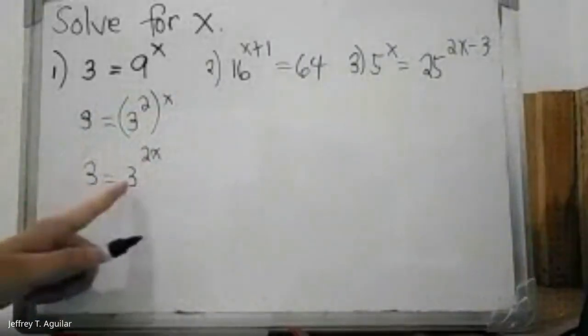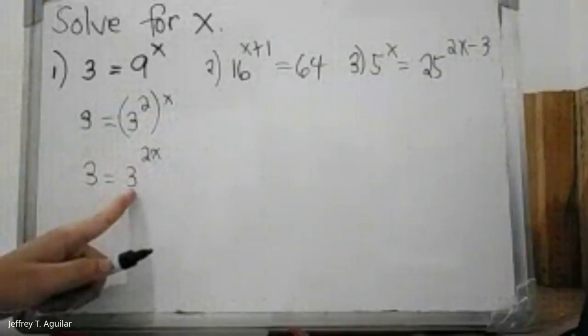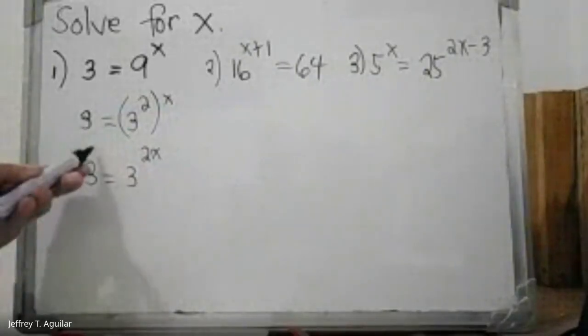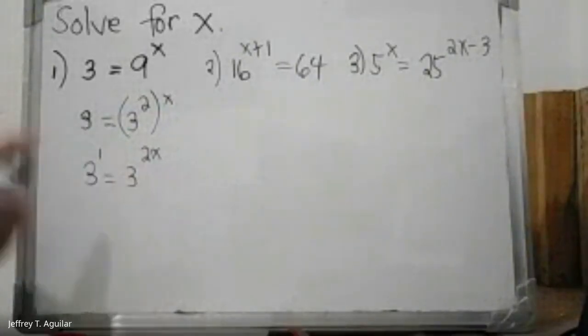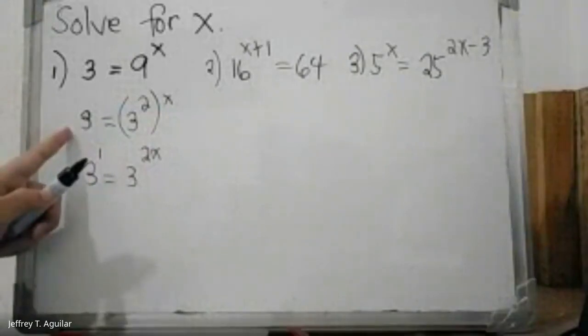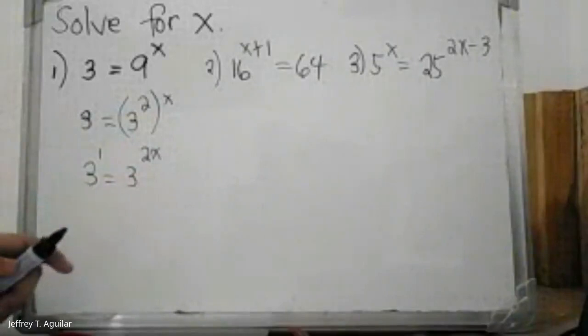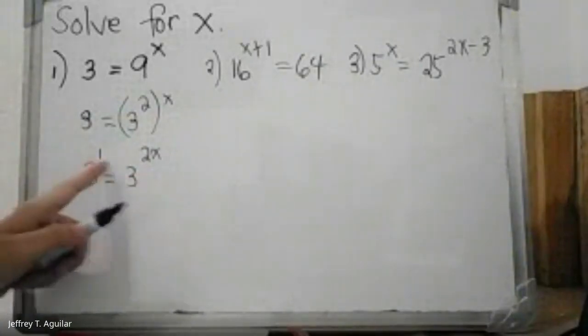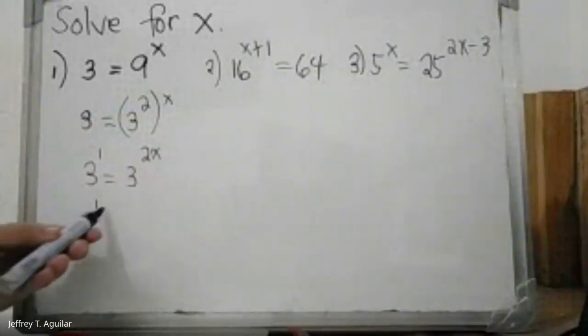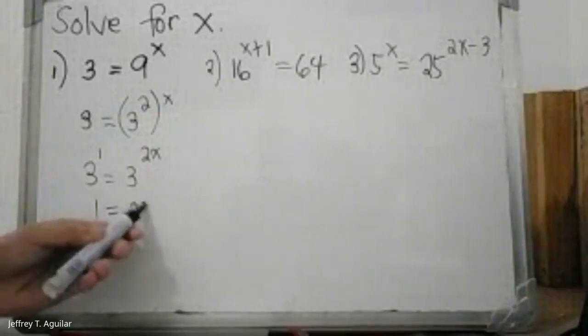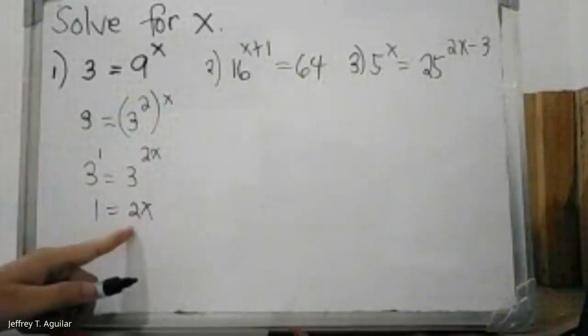Now, are they having the same base? Yes. But 3 is understandable that it has an exponent of 1. Anyway, 3 to the 1 is still 3. If they have the same base, then we have to equate exponents. You have 1 equals 2x. But we're going to solve for x.